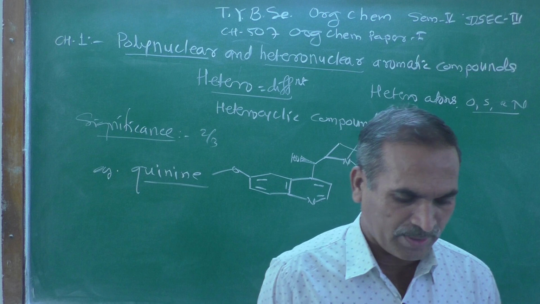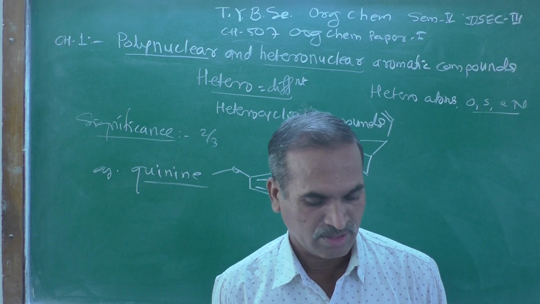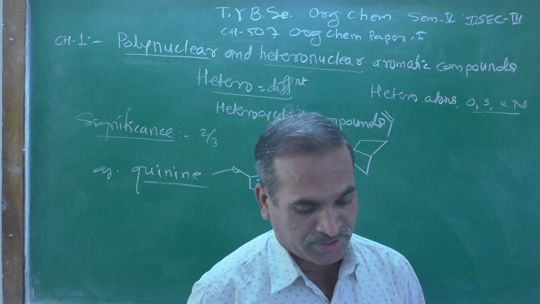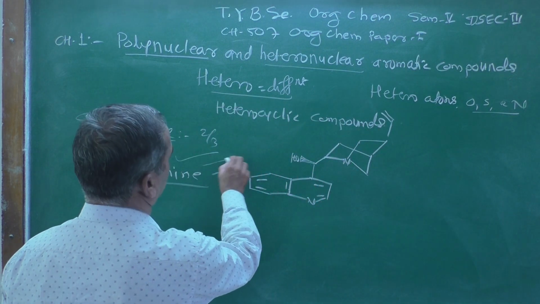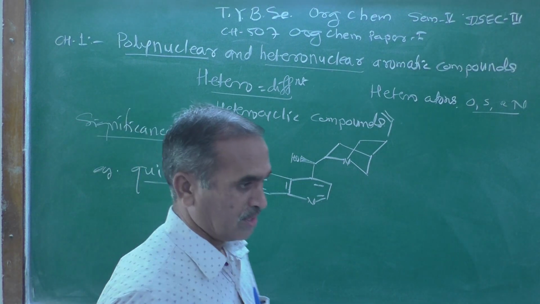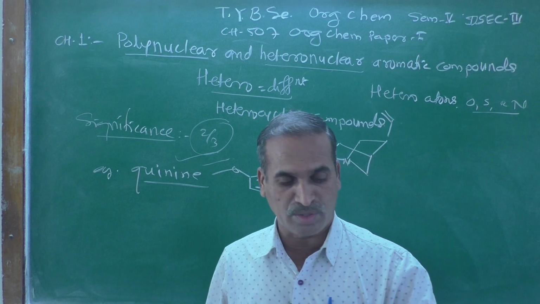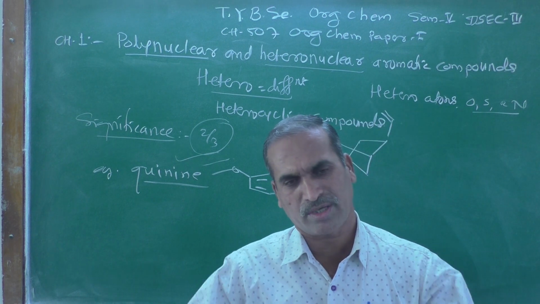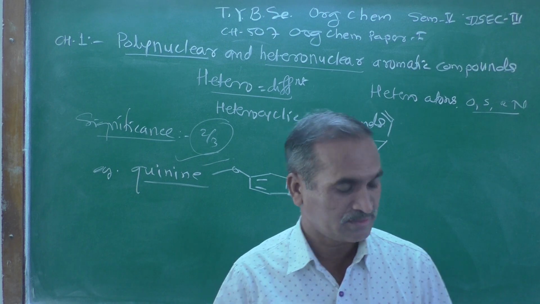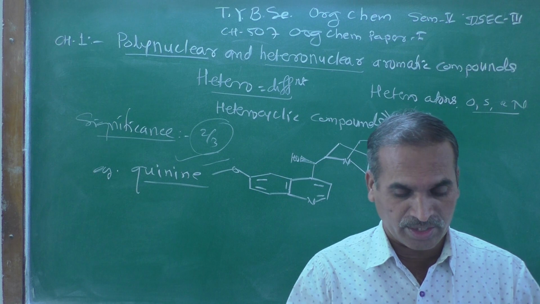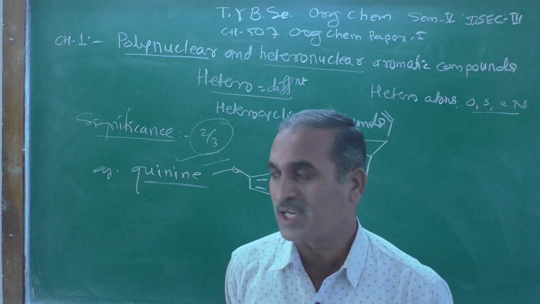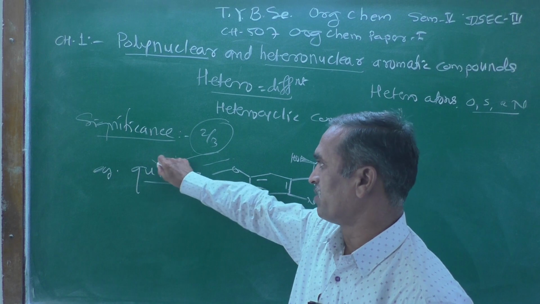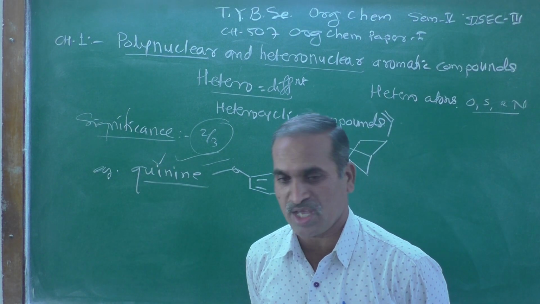Quinine is one of the very good drugs. Two-thirds of all organic compounds are aromatic heterocycles, and most pharmaceuticals are heterocycles. Whatever organic compounds are known to us, two-thirds of them are aromatic heterocyclic compounds. For example, quinine, which is given here, acts as a drug and a medicine.